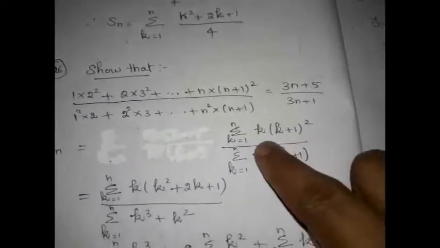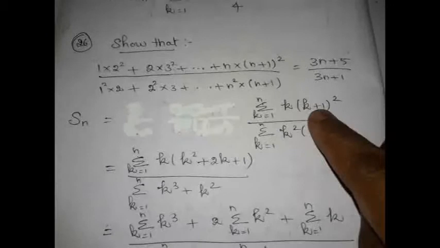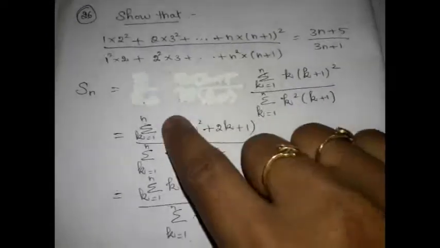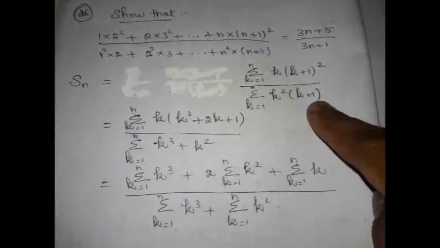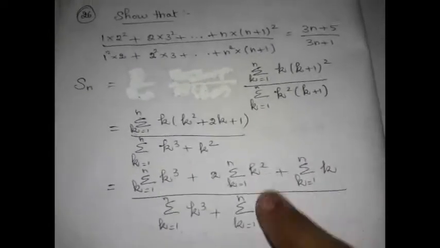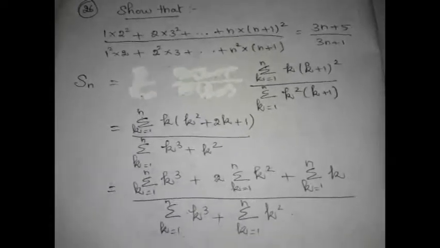And it's very easy, k into (k plus 1) the whole square. It all depends on your simplification and manipulations only. You know the (a plus b) the whole square identity, then multiply this with k and split the summation. Similarly, the denominator. If you split it, you know the formula for everything here. Substitute, simplify and get your answer.